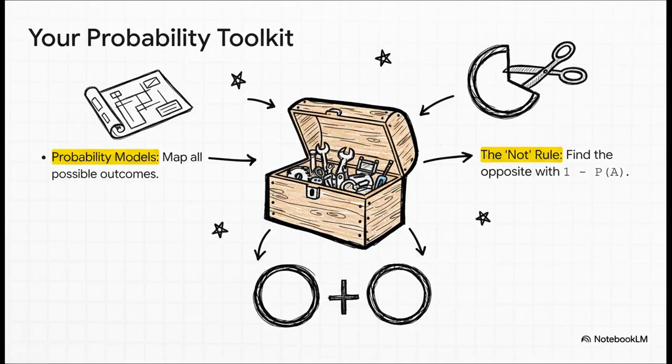So let's do a quick recap of the toolkit we just built. First, we have probability models, which let us map out every single possibility. Second, we have the NOT rule, our amazing shortcut for finding the opposite of an event. And third, we have the OR rule, for when we need to combine the chances of mutually exclusive events.